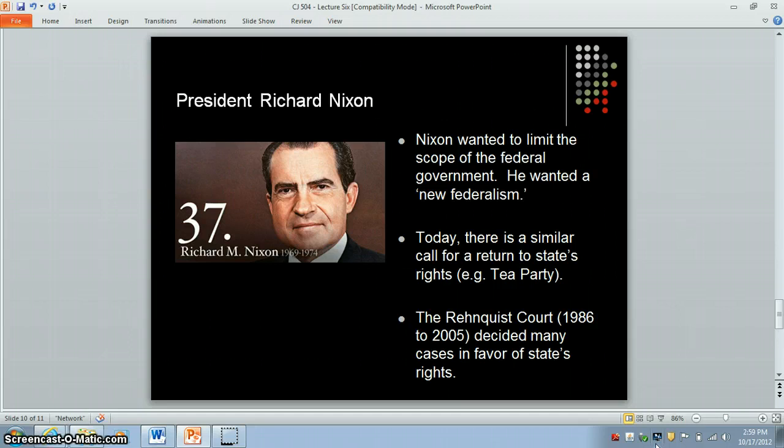And as we shall discuss throughout the next few weeks, the Rehnquist court between 1986 to 2005 rendered decisions which reflected the new Federalist ideology. Rehnquist and other conservative justices on the U.S. Supreme Court feared that the federal government was spiraling out of control and unduly trampling states' rights.